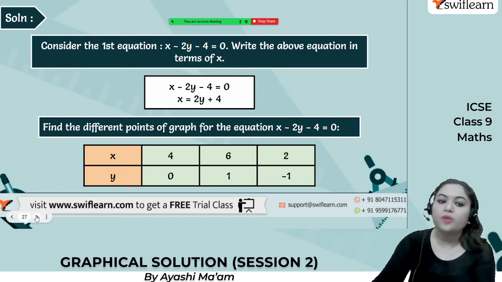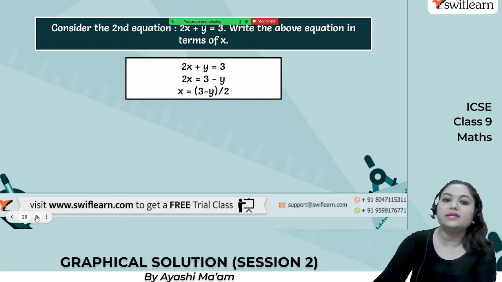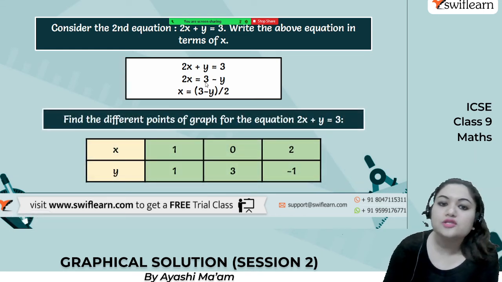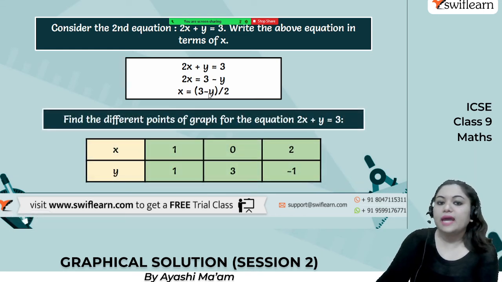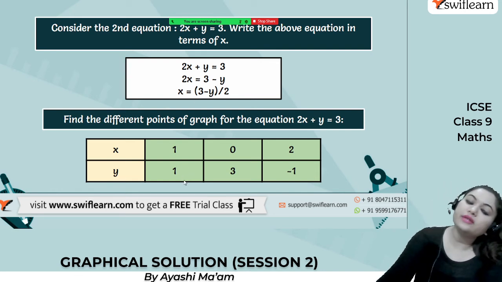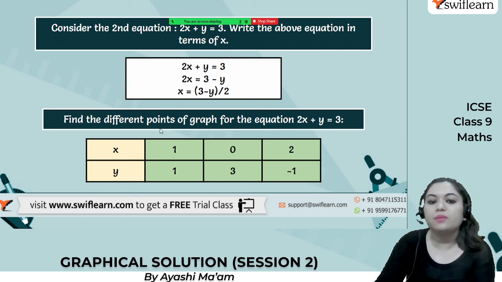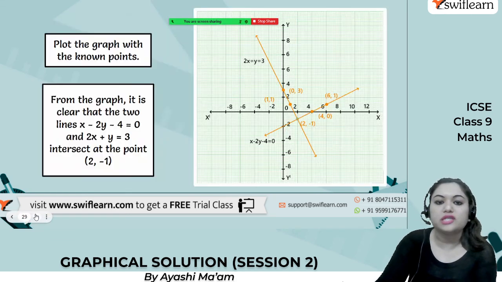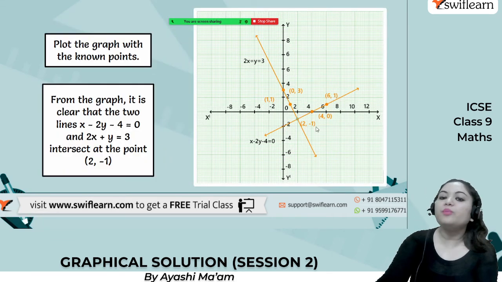You know how we are plotting the graphs. Just substitute and write it down. Similarly, here also we are getting x equals to 3 minus y by 2, so here they have taken assuming the points of y as 1, 3 and minus 1, and these are the respective points we are getting. Now they have simply plotted the points.